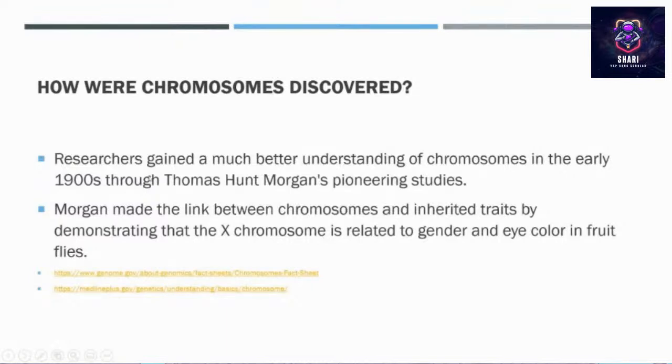And how were chromosomes discovered? Researchers gained a much better understanding of chromosomes in the early 1900s through Thomas Hunt Morgan's pioneering studies. Morgan made the link between chromosomes and inherited traits by demonstrating that the X chromosome is related to gender and eye color in fruit flies. And so you'll notice in the earlier studies dealing with genetics and anatomy and all those types of different sciences, they start out by studying plants and animals first.